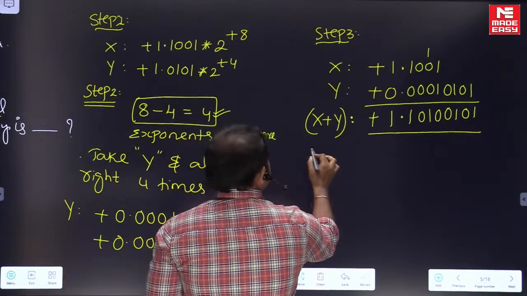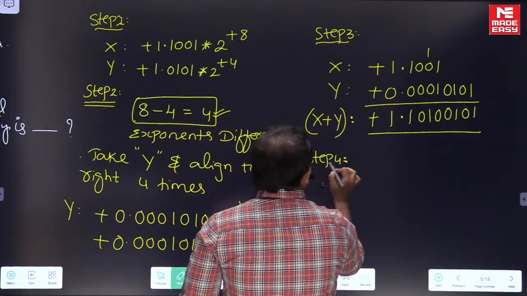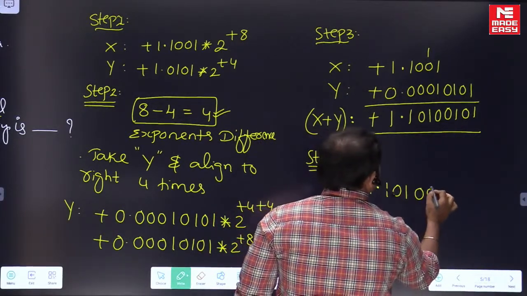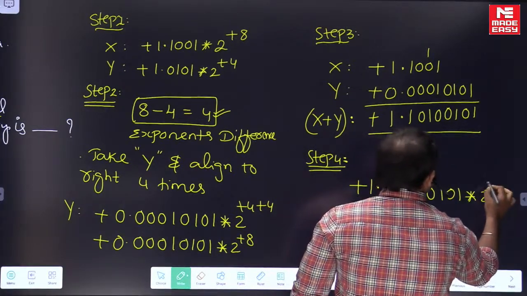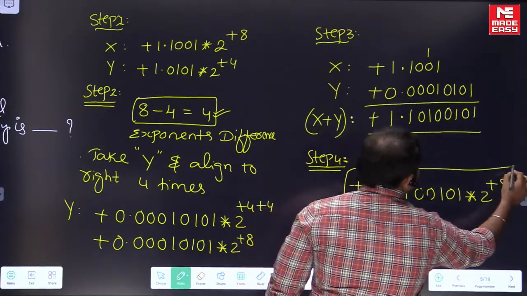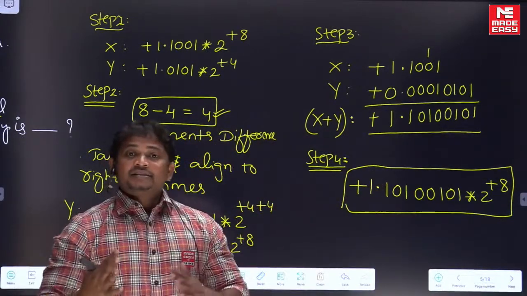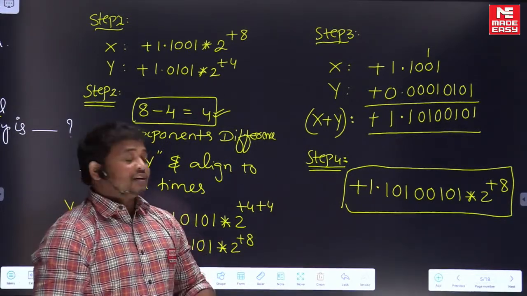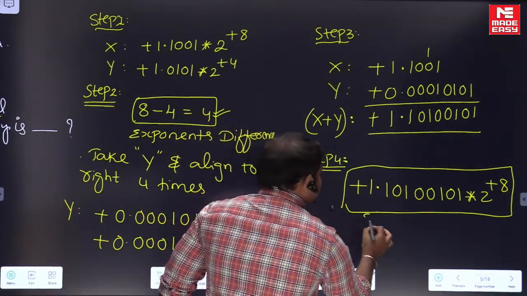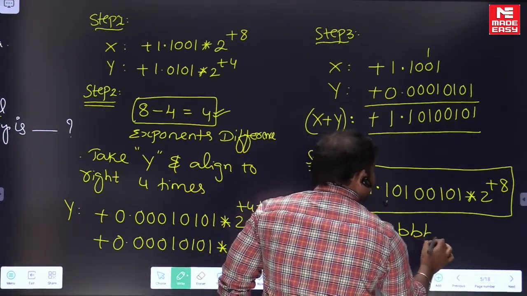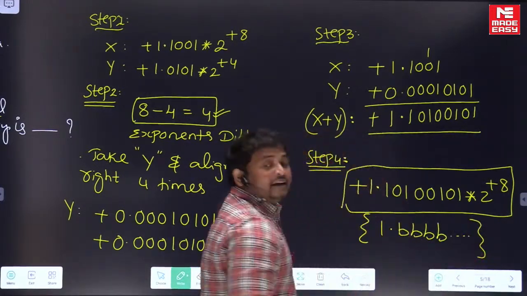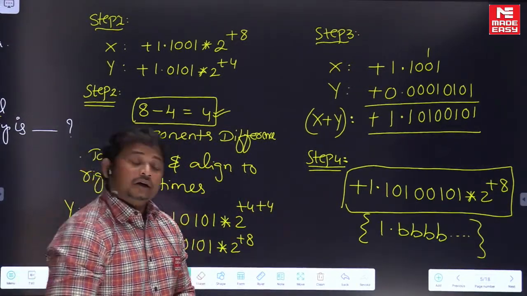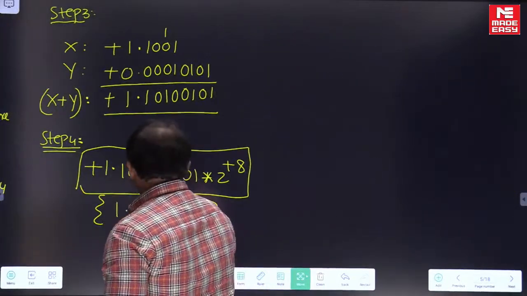Okay students, then step 4. What is the final result? Final result is plus 1.10100101 into 2 to the power of plus 8, because exponent is taken as a common and we are adding the Mantissas. Now this is the final value. Final value is already present in the normal format, 1.BBB. Is it in the 1.BBB? Yes. When it is in normal format, directly we can store the data into the memory using the floating point format.